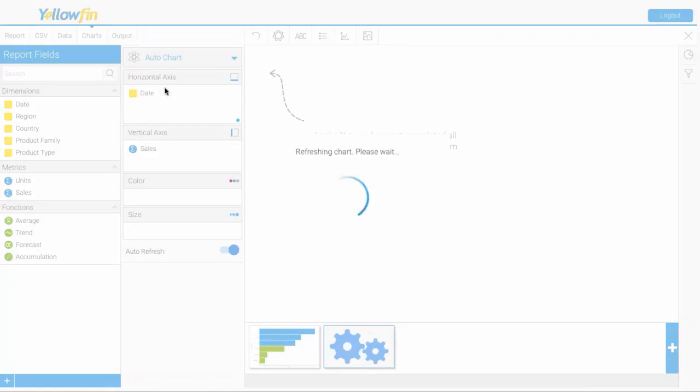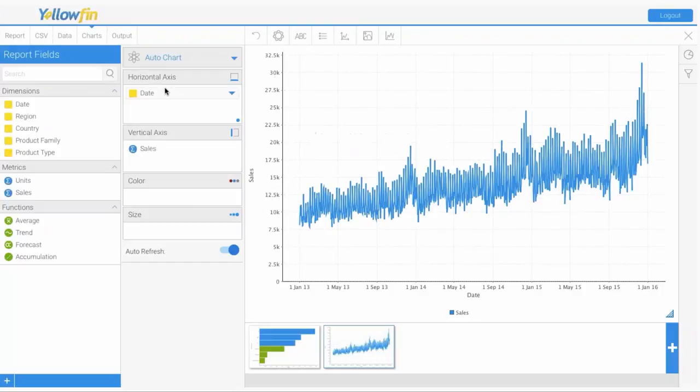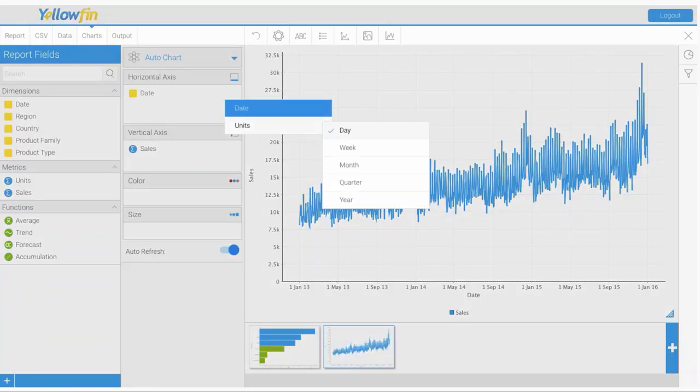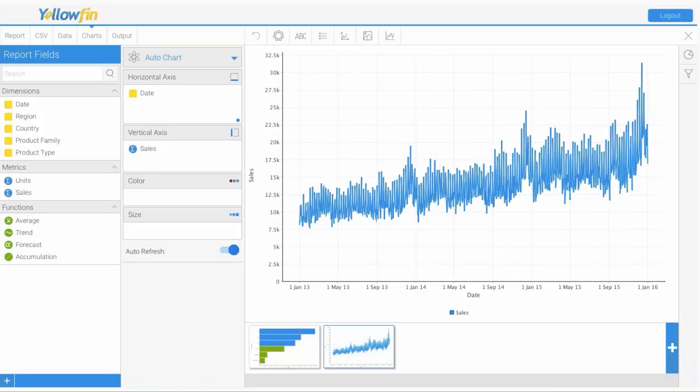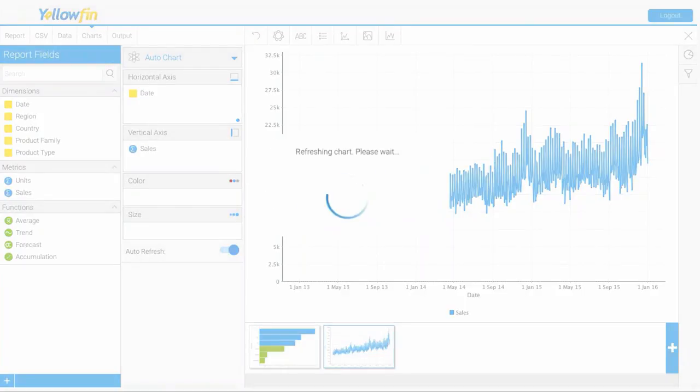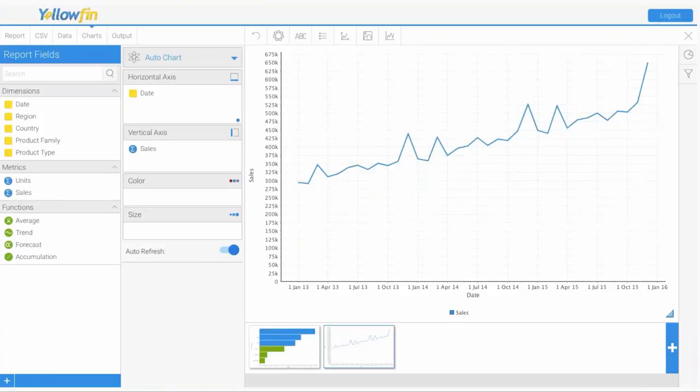And Yellowfin instantly recognizes that what I want to see is sales over time. So it's giving me a line chart. Now, right now it's showing me sales by day because that's the level of granularity I actually have. But we can change that granularity, so it's probably more useful if we look at this by month. And now we can clearly see that our sales look like they're increasing, and our last month was our best month ever.